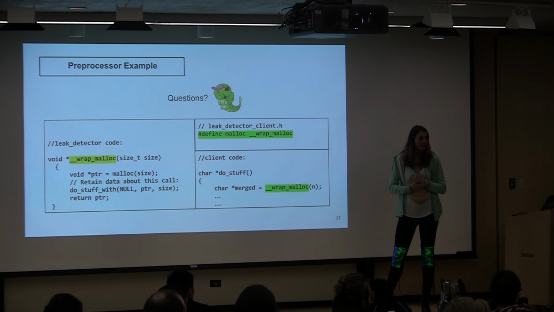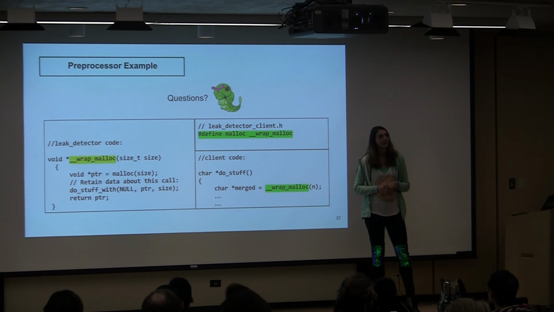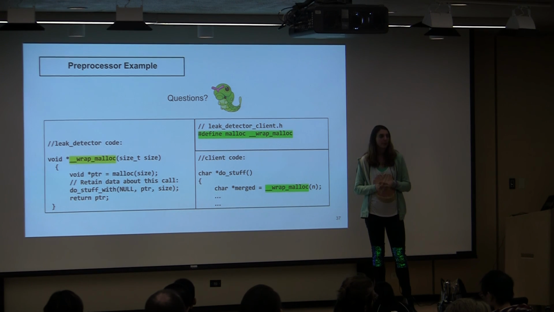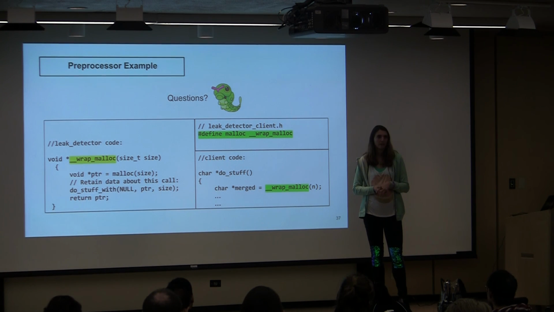Yes? This also applies to comments that you have in your file, right? Like you would write a comment that says, this function does malloc. And then it would just paste out in the .i file, the intermediate file, and say wrap malloc, right? No, it wouldn't. The very first thing the preprocessor does is get rid of comments, and it also doesn't do things that happen inside of string literals.